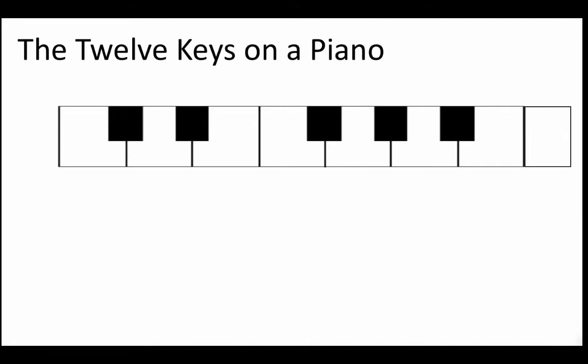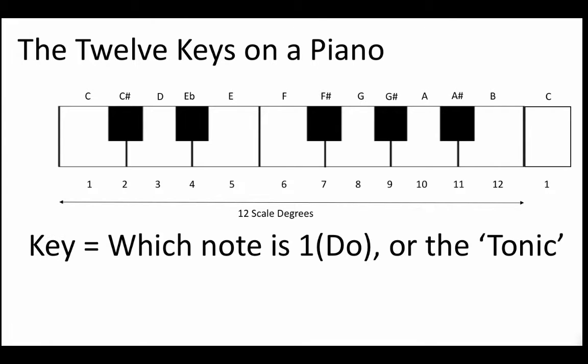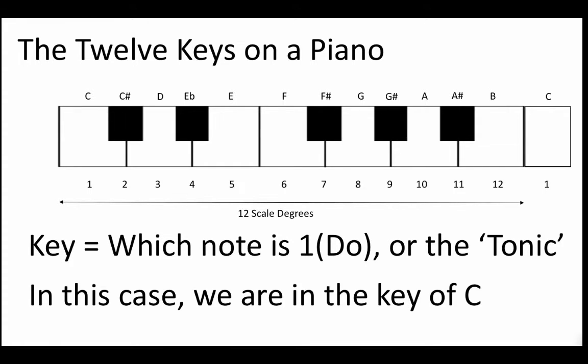An octave on a piano consists of 12 scale degrees. We can label these scale degrees 1 through 12 as such. The key of a piece of music is in a rough sense decided by which note we choose to call 1, or the tonic. In this case, we find ourselves in the familiar key of C.